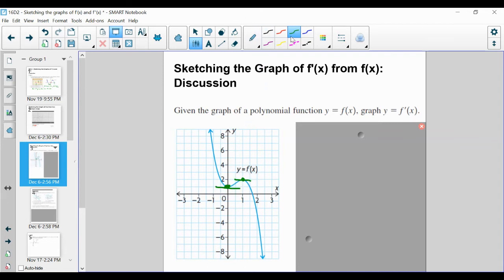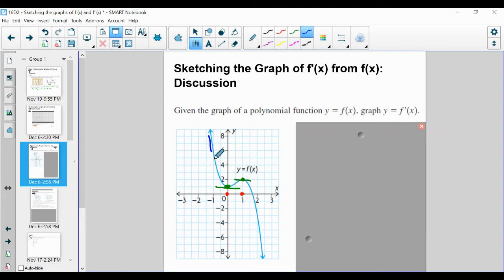So if I'm going to sketch the derivative function, I know that it's going to have a 0 when we have a minimum, and it's also going to have a 0 when we have a maximum. Then I'm going to think about the slopes of the tangent as we move through the function.